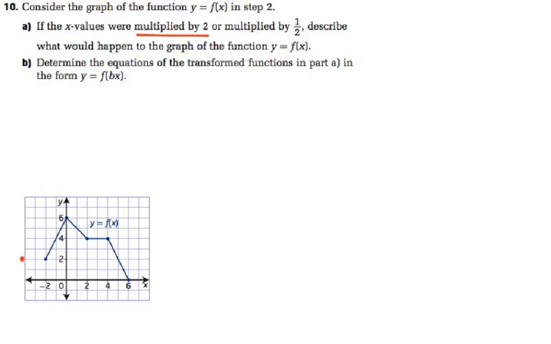The next point was at 0 on the x-axis. 0 times 2 is still 0. Next point is at 2 on the x-axis. 2 times 2 is 4. It actually overlaps with the next point we need to look at. That point at 4 times 2 would put it at 8.